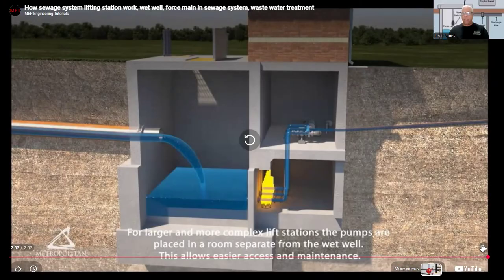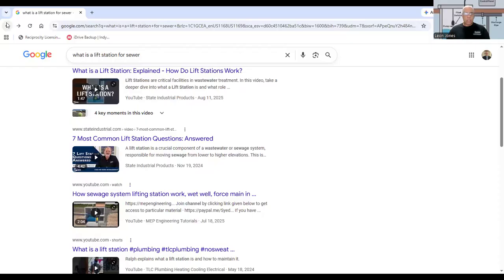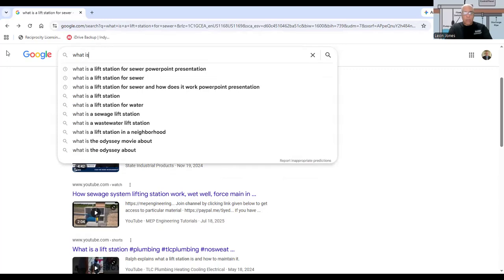And I thank MET Tutorials for that video. These videos are for educational purposes only. So again, let's go back and find out what is a lift station. And I'm going to give you some literature about it so we can understand. So the video just presented a visual of how a lift station for sewer actually works.